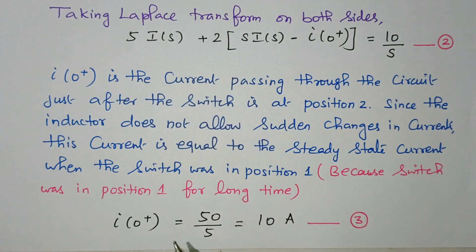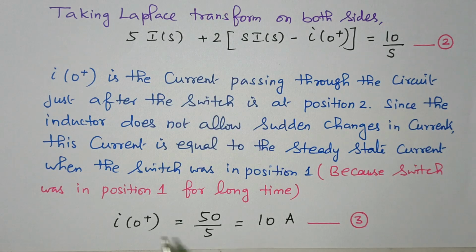Now we'll find the current when it is in position 1. I0 plus equal to V by R. V is 50 volts, since position 1 is connected to 50 volts and position 2 to 10 volts, divided by resistor value 5. So it is 10 ampere. So I0 plus value is 10 ampere. This is the current flowing while the switch is kept at position 1, and it is the same at position 2, because the inductor does not allow sudden change in current.